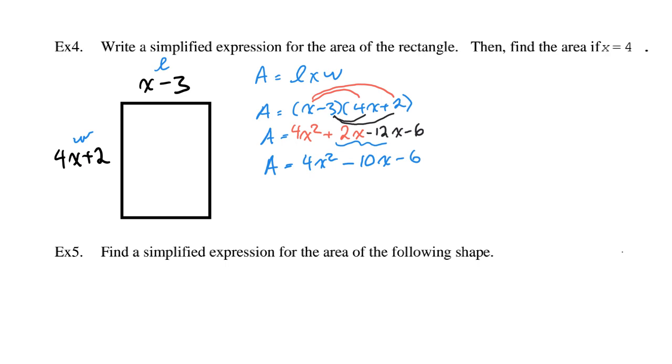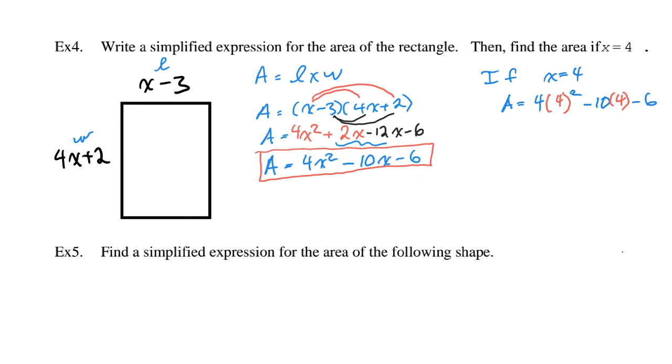Okay, so I'm just going to put a box here for my written expression. And then what you're going to do is calculate the area if x is 4. So if x is equal to 4, you're going to go A is equal to 4 times 4 all squared. Notice I'm substituting directly in. And then we get minus 10 times 4 minus 6. So now what I suggest you do is calculate each of these individually or do it all in one shot, all right?